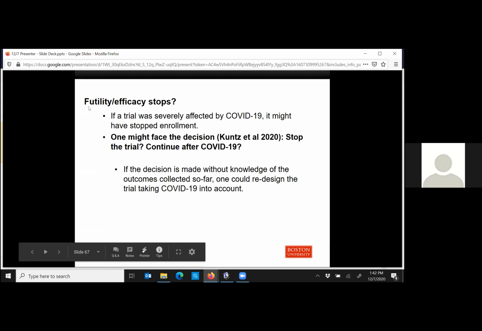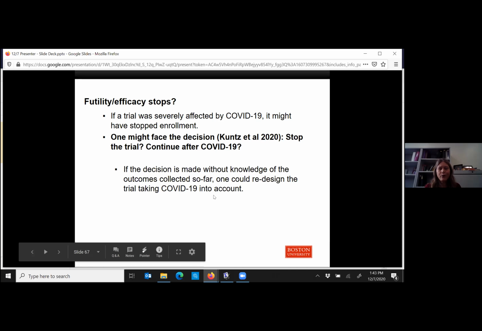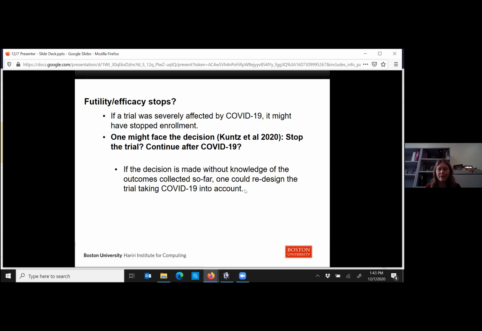I will end with futility and efficacy stops. If a trial was severely affected by COVID-19, it might have stopped enrollment. And one might face the decision, and I also refer again to this paper about COVID-19 interference in existing clinical trials. Should we stop the trial? Should we continue after COVID-19? If the decision is made without knowledge of the outcomes collected so far, one could redesign the trial taking COVID-19 into account and in consultation with regulatory agencies if those are involved.